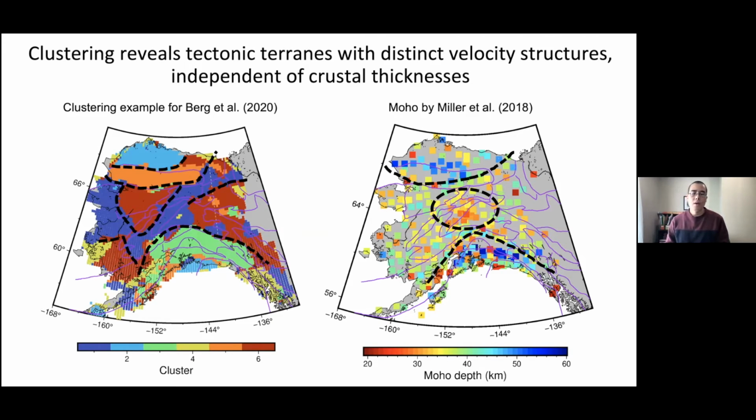Particularly when you're looking at northern Alaska, for Moho depths, most of northern Alaska is characterized by a deep Moho, while the clustering result shows 2 clusters. This is interestingly coincident with the continental margin setting of Arctic Alaska and the arc setting of Alaska, a different region. This is the continental margin setting, this is the arc setting. We also see an interesting cluster within the interior of Alaska that is not shown from the Moho depth pattern.